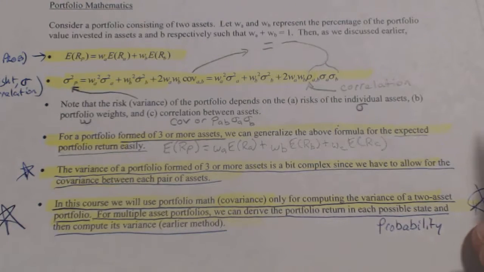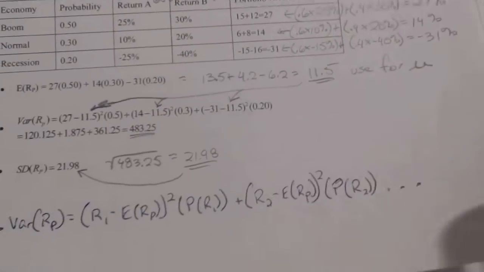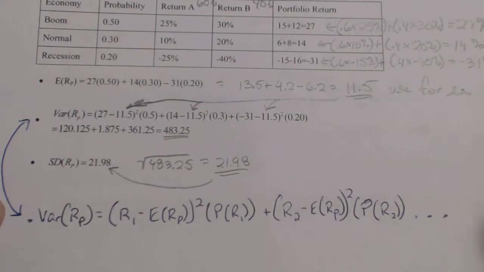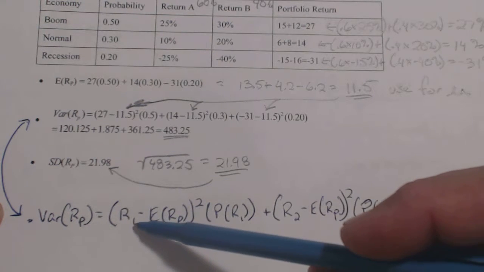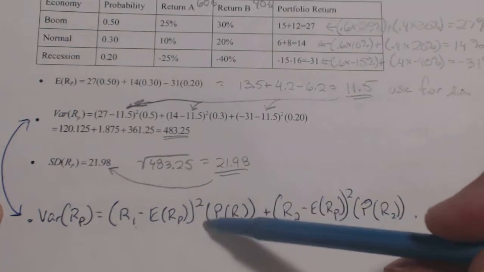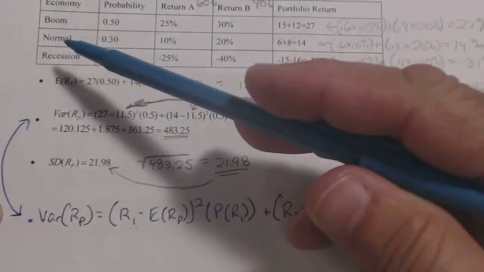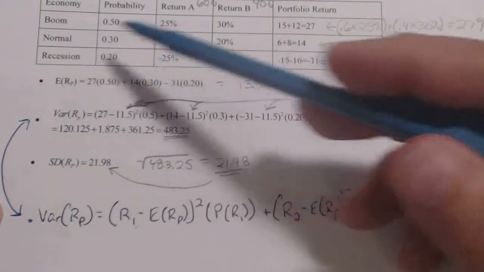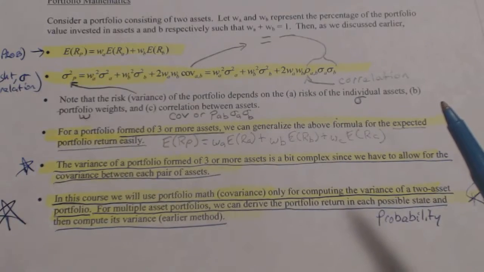If you have a probability to figure out the variance, you're going to go back to this formula, which is the standard x minus mu squared times the probability plus x minus mu squared times the probability, where x is the return at a certain state minus the expected return for the portfolio, squared, times the probability for that state, like a boom or a bust. That's when they talk about states, you know. Okay. So that is page 71 on your workbook.